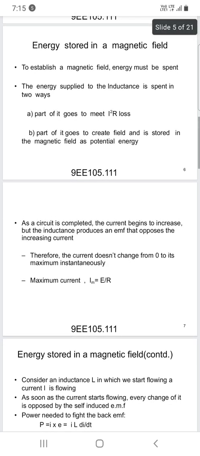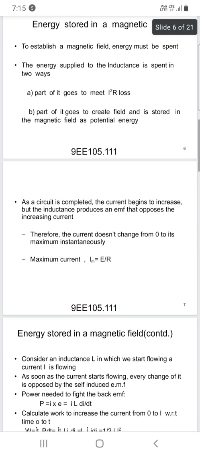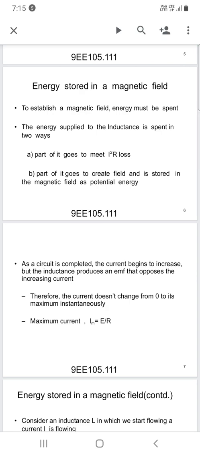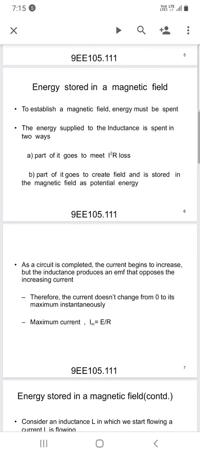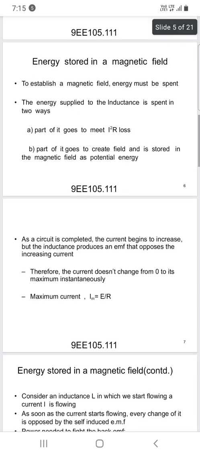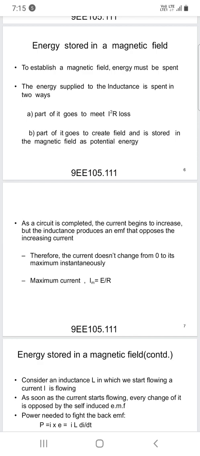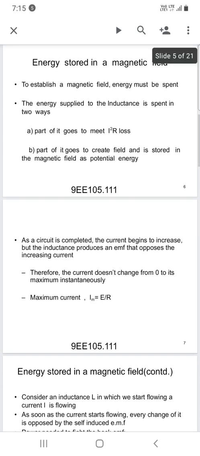The next part goes to create the field and is stored in the magnetic field as potential energy. So to establish the magnetic field, the energy supplied to the inductance is spent in two ways: part goes to I square R losses, and part goes to create the field, stored as potential energy.